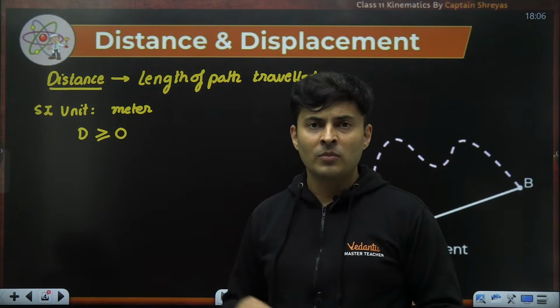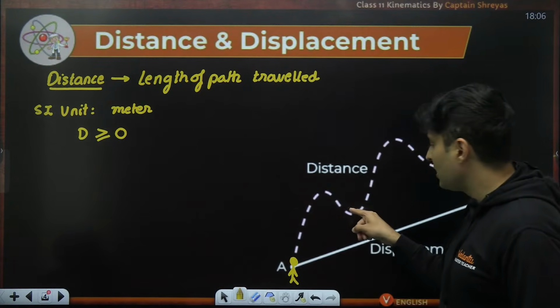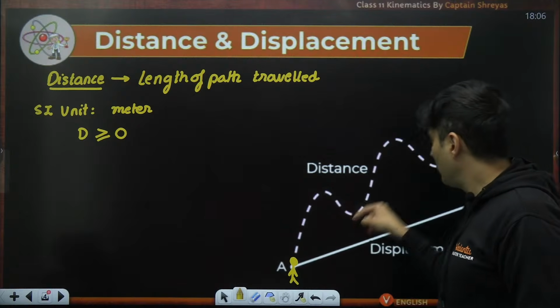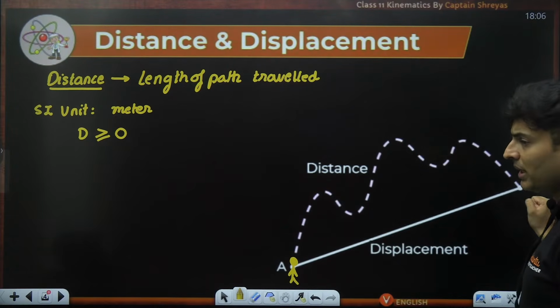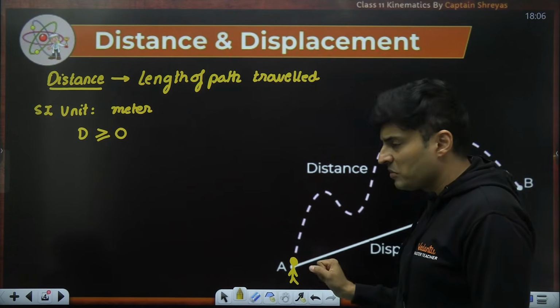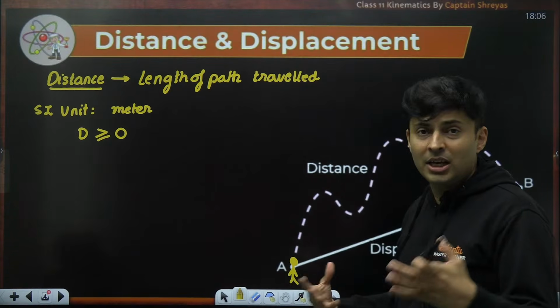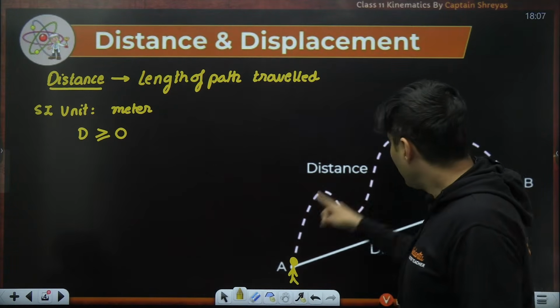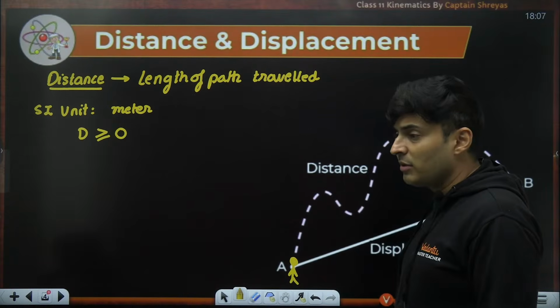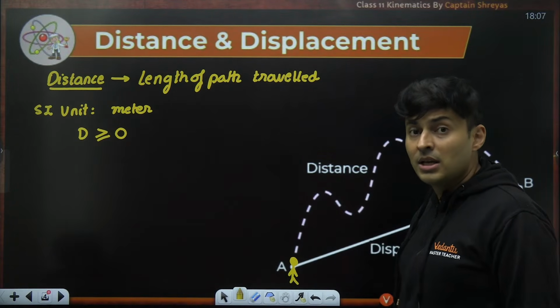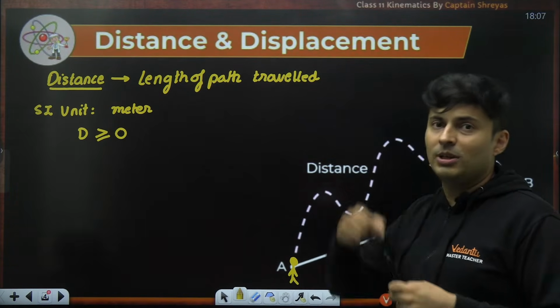Very important. Say, if I travel this much, maybe I've traveled 5 kilometers, maybe I've traveled 20 kilometers, maybe I traveled only a few meters. If I go back, it does not mean negative distance. If I go here and come back here, it does not mean negative distance. Distance is the actual length of the path.